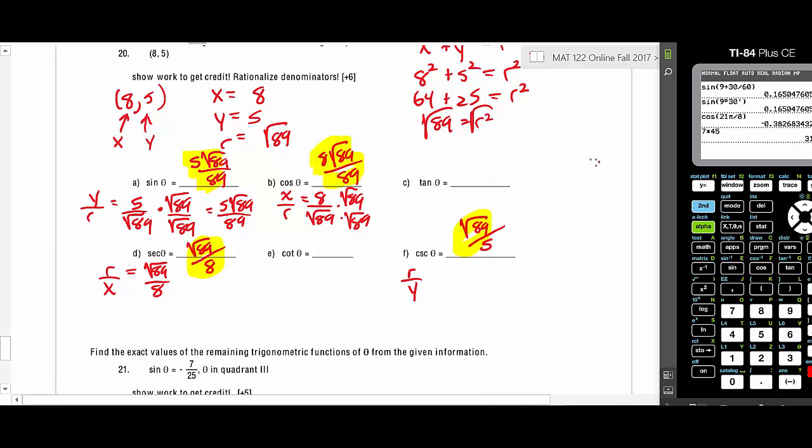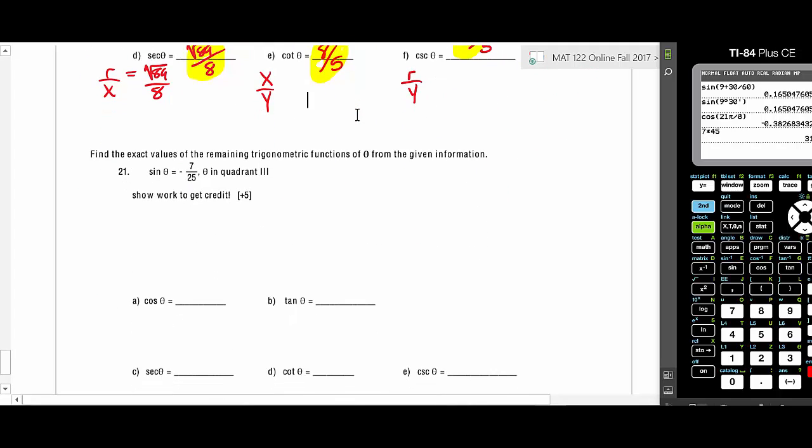Okay, and then finally we got the tangent and cotangent. So the tangent's x over y. Nope, wrong. Y over x, okay, that would be, let's see, y is 5, x is 8, so that's 5/8. And then the cotangent's x over y, so that would be 8/5, okay? So that's all about definitions and having the skill to rationalize denominators and simplify.